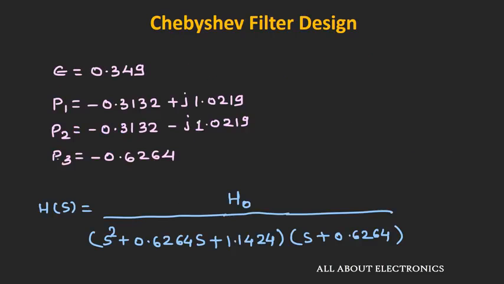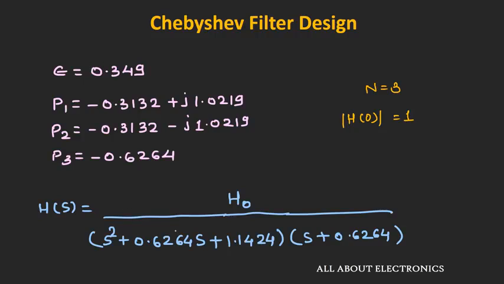From these poles, we will get this transfer function, where h0 represents the value of this transfer function at omega equal to 0. When we put s equal to 0, we will get the value of this h0. And we know that when the order of the filter n is odd, that means n is equal to 3, then at omega equal to 0, the value of this transfer function will be equal to 1. So that means h of 0 will be equal to 1.